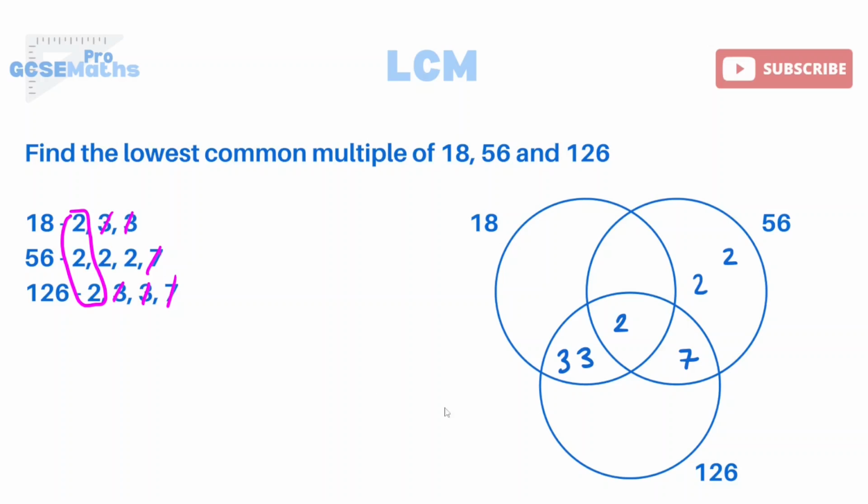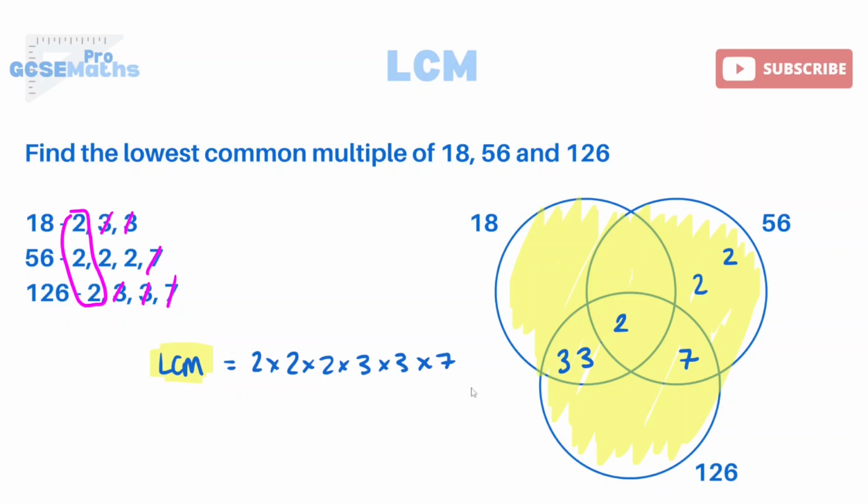Now, as we said, the lowest common multiple is multiplying all of those together. In this case, though, remember, it kind of looks like I've got 33 there. Obviously, it's not. So just remember that it's 2 3s and not 33. So I've got 2 times 2 times 2 times 3 times 3 times 7, which again, I'll put in the calculator. And that gives me 504.